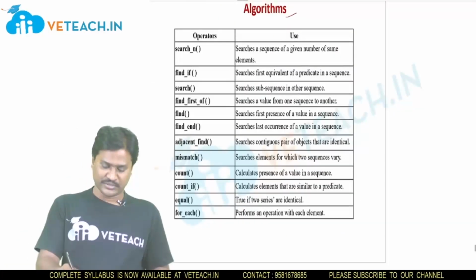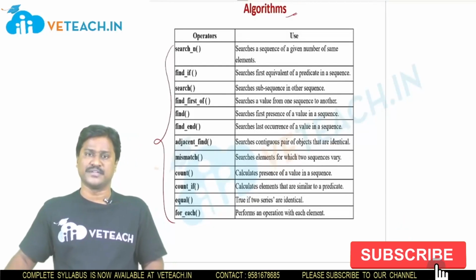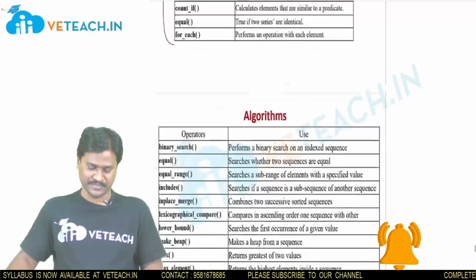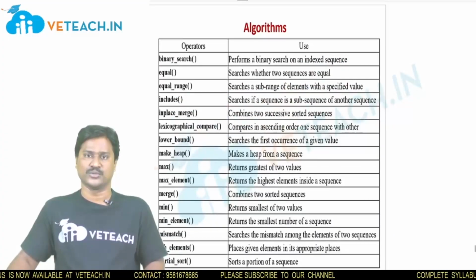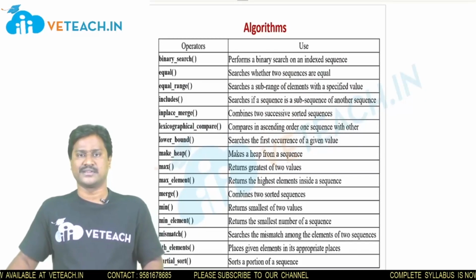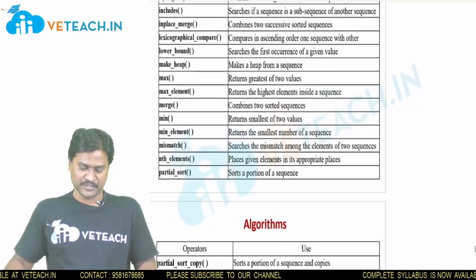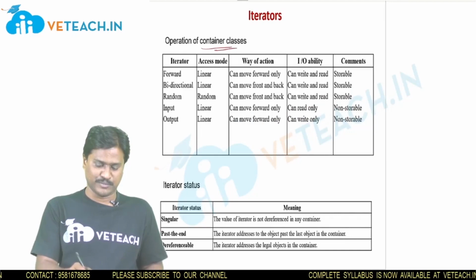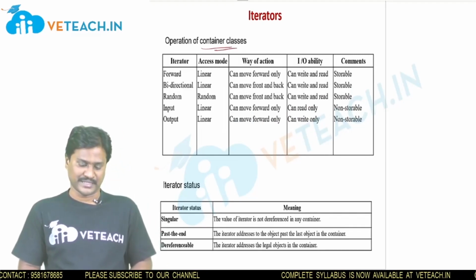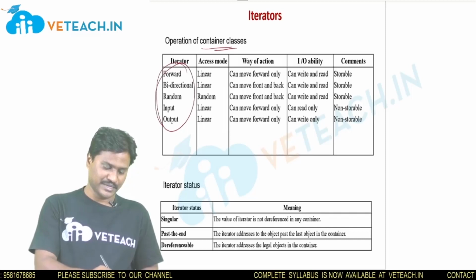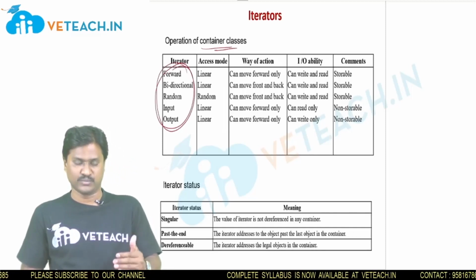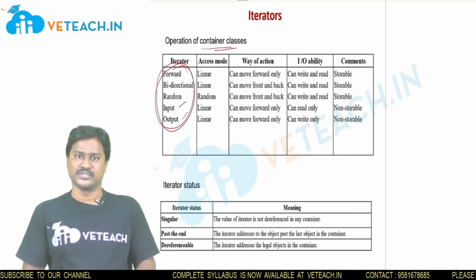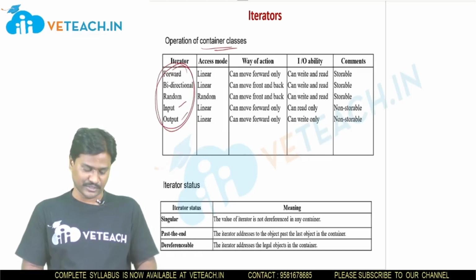Now, coming to algorithms, there are different types of algorithms already predefined that can be loaded into your programs by using the standard template library. These are some more examples, and as I told you, 60 standard algorithms are already defined in the STL of C++. And coming to iterators, these are the different operations that are possible on the container classes. These iterators are mainly used for data processing: forward, bidirectional, random, input and output, giving some data to data structures like vectors and sets.